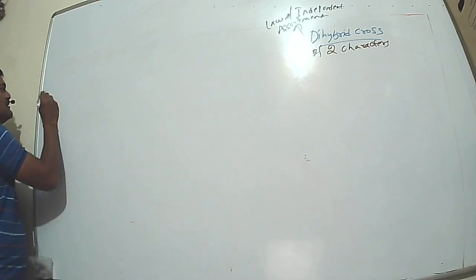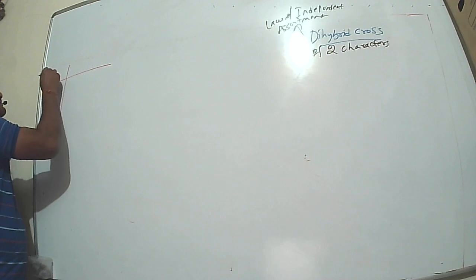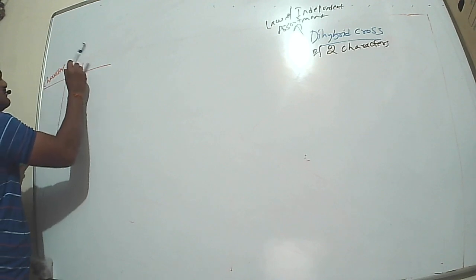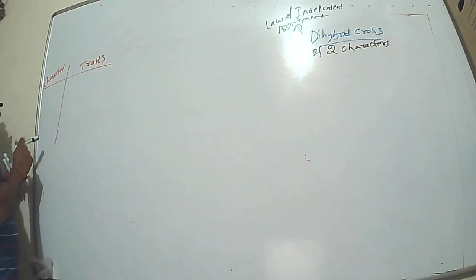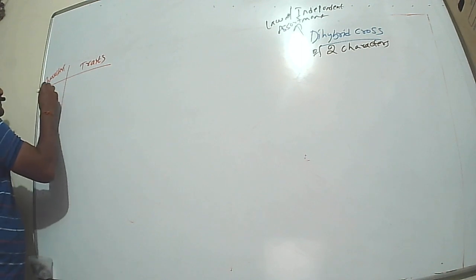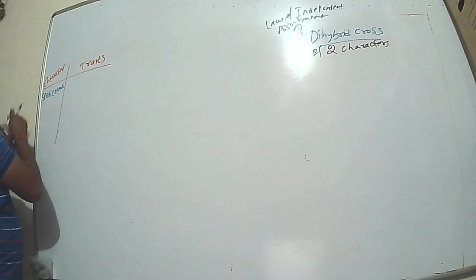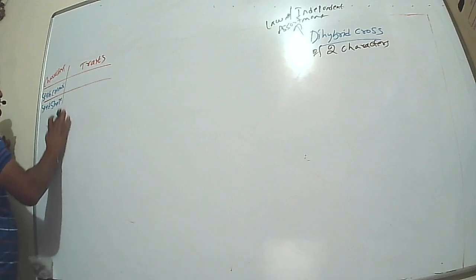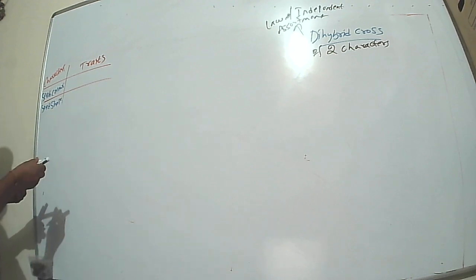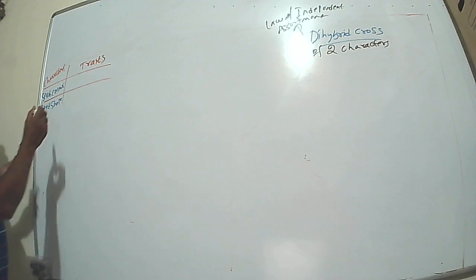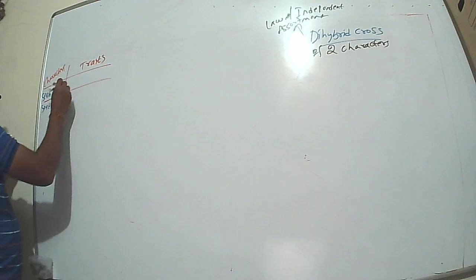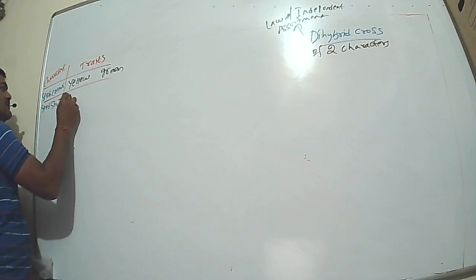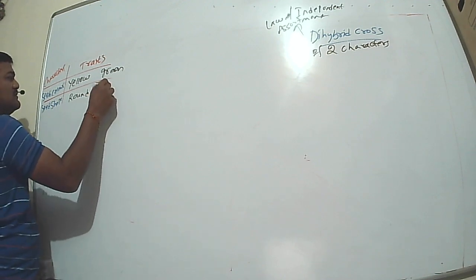Let me take any two characters as examples. Okay, I'm taking two characters as examples, and the traits. For example, I'm taking here seed color as one character, and seed shape as another character. Now, what are the two traits for a seed color? It's either yellow or green. And seed shape, round, wrinkled. These are the traits.